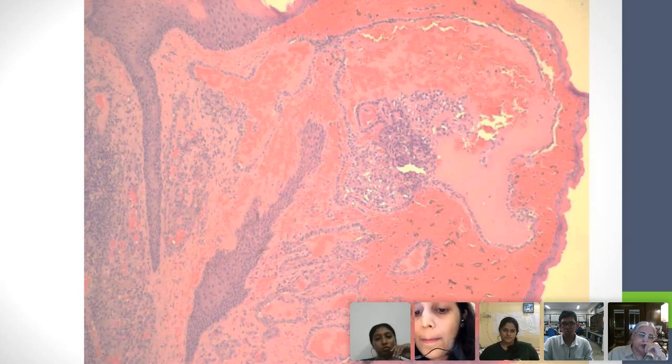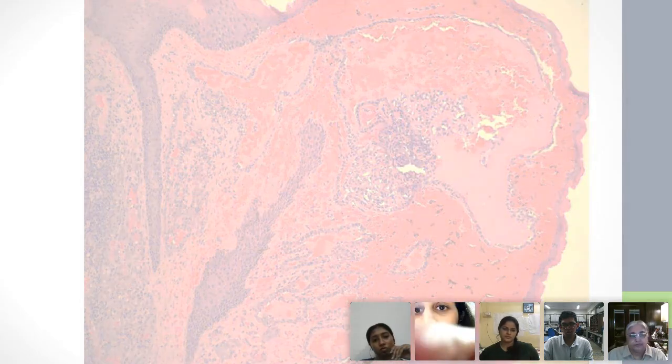Okay. Which mucosa is this? Ma'am, the squamous mucosa. The stratified squamous mucosa of the lip. Are you sure it's mucosa? Ma'am, actually, on the right side, I can see keratin. Should I mark it?